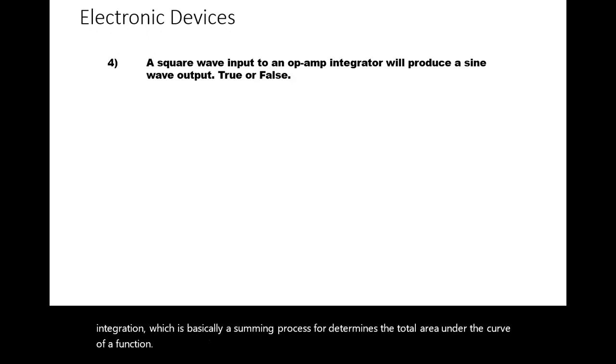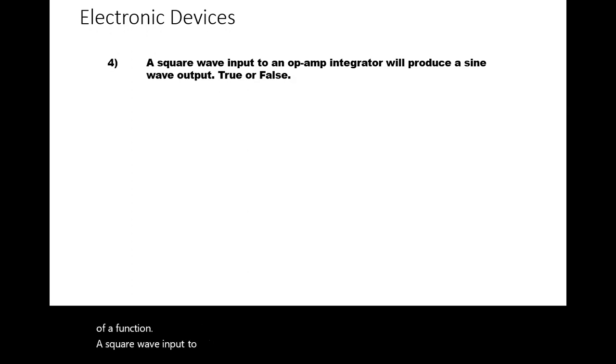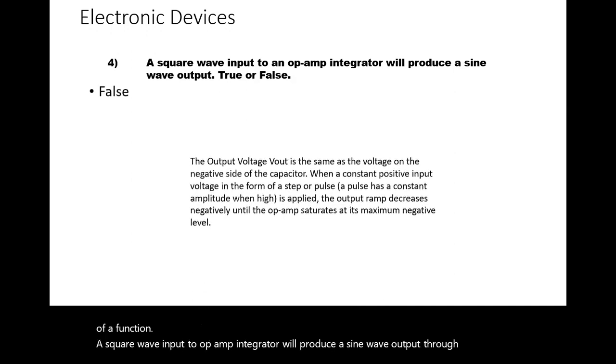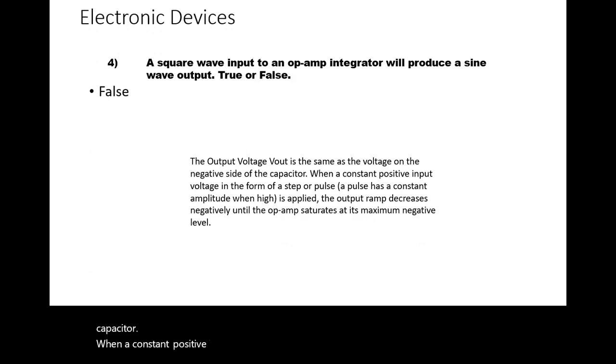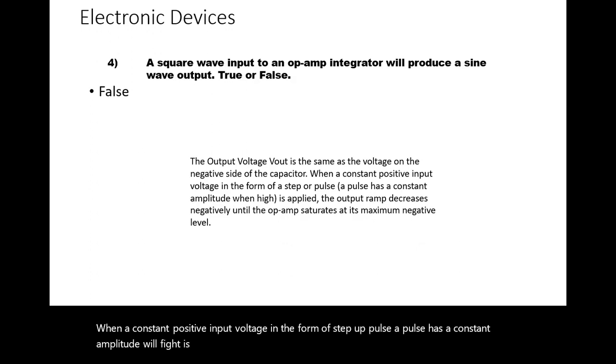A square wave input to an op-amp integrator will produce a sine wave output. True or false? That is false, because the output voltage V out is the same as the voltage on the negative side of the capacitor. When a constant positive input voltage in the form of a step-up pulse, a pulse with constant amplitude and height, is applied, the output ramp decreases negatively until the op-amp saturates at its maximum negative level.